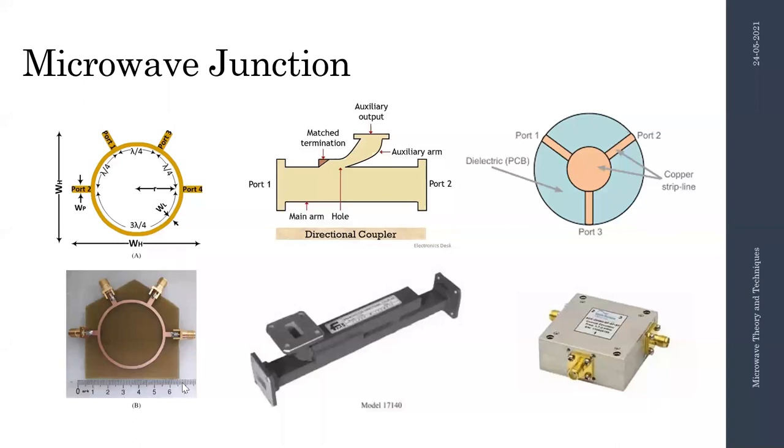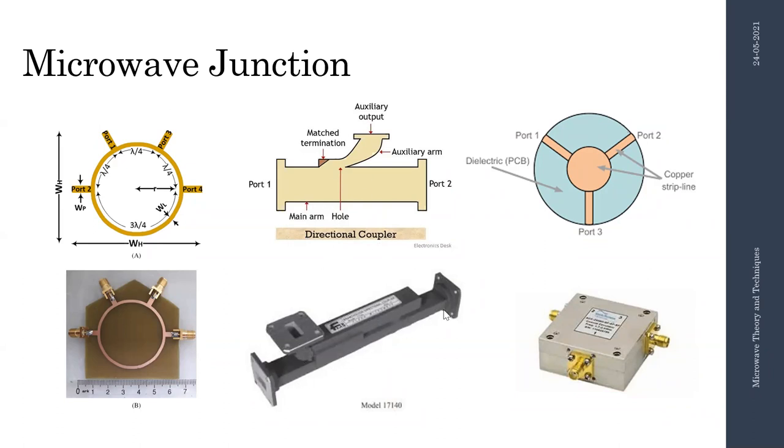Just to identify, what is this? It is hybrid ring. So you see at a particular distance your ports are made. Various ports are there, port 1, 2, 3, 4, but you see there is a specific fixed distance. So this is known as hybrid ring, or you can say rat race circuit. So this is the actual circuit. This one is your directional coupler. So this is the actual figure.